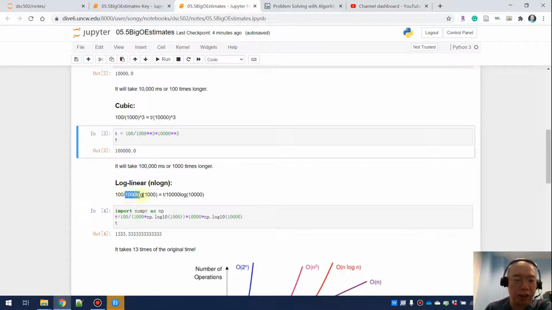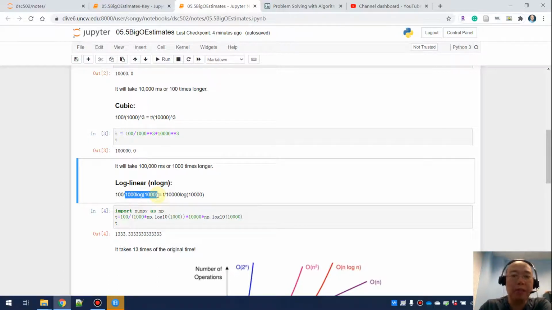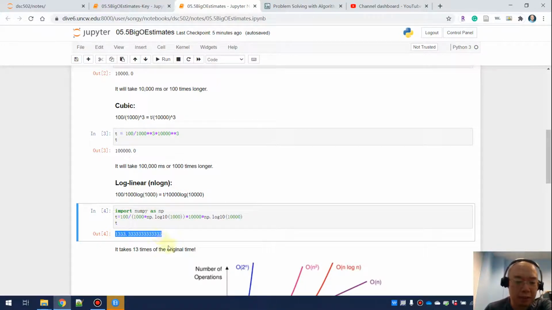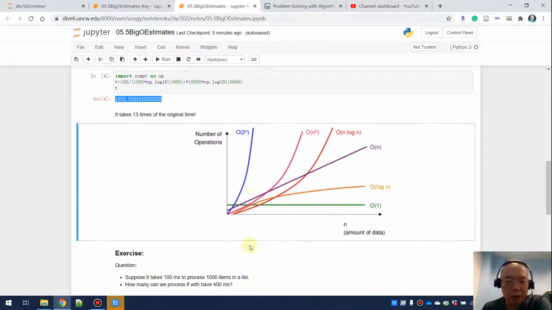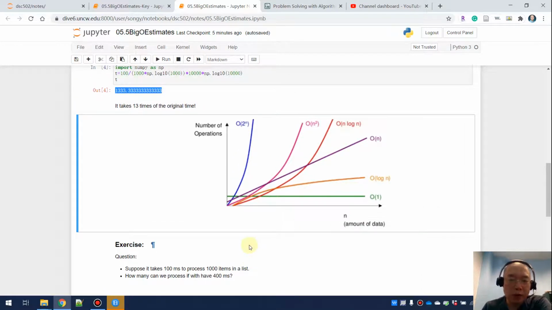And how about log linear? For log linear, with 1,000 items, it means 1,000 multiplied by log 1,000 primitive steps, and then we plug in the 10,000 here, and we got 1,300 something. So if we have 10 times more of the dataset, we only need to put in 13 times more of the running time. Well, it is a little bit worse than linear, but not so bad, right?